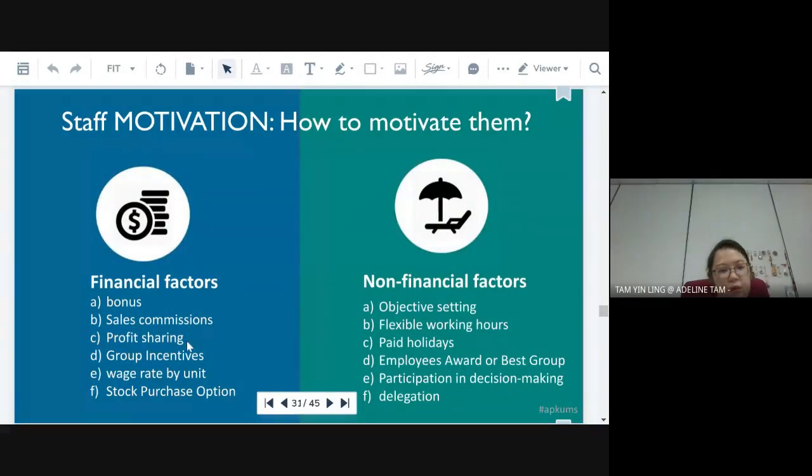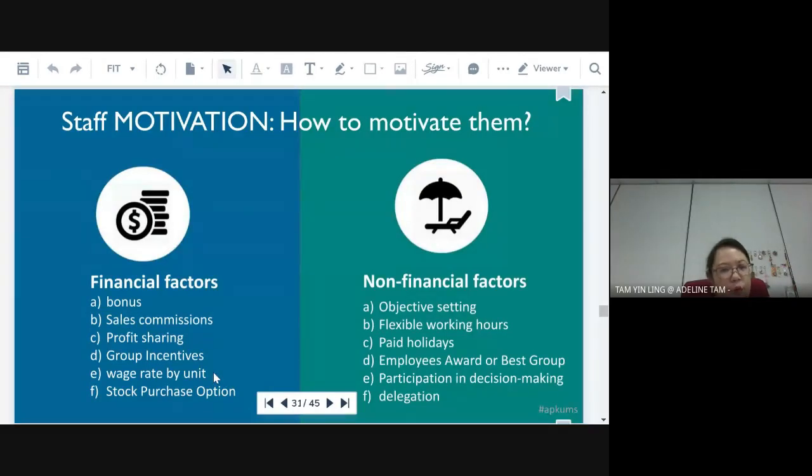Profit sharing. Profit sharing is for certain organizations. When they have certain projects, they can do profit sharing. Or group incentives. Sometimes they have incentives like travel, okay, like tickets to go overseas for travels, or incentives for lunch buffet, for example. Okay, incentive. Besides incentives, we have wage rate by unit or by hour.